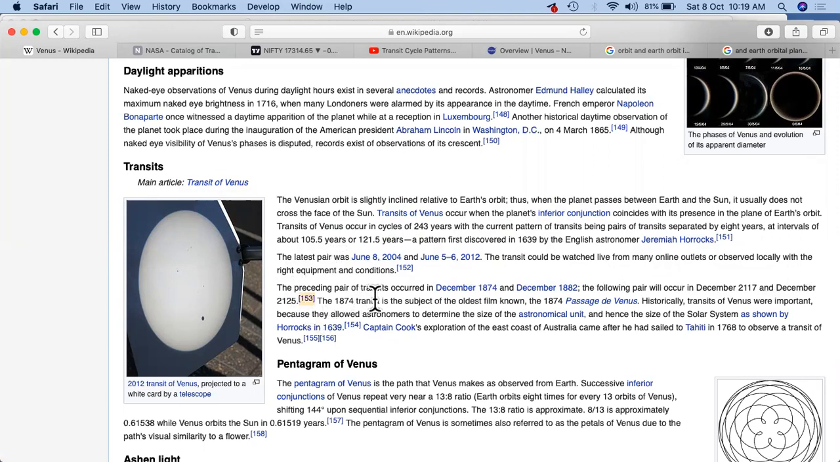The preceding pair of transits occurred in December 1874 and December 1882, right? So this is a very long time ago, more than a century back. So we didn't have any data pertaining to that related to Nifty, so we are not able to track that probably. The following pair will occur in December 2117 and December 2125. So these details are there. Probably we have tried to find out more about this, and we have got an entire page just related to this transit part. We'll see this in more detail also, one by one.